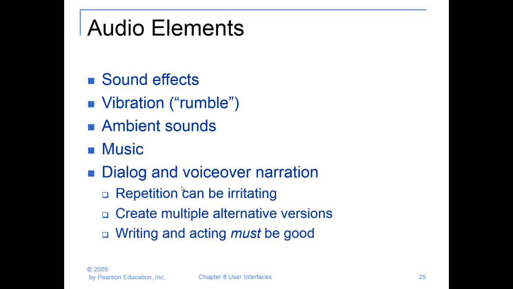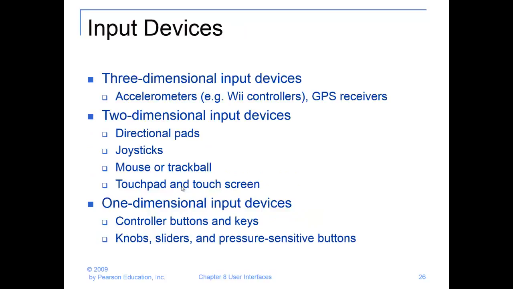All right, and then input devices. We have iPads now that have 3-dimensional input. They have accelerometers, and we have GPSs. I can shake my iPad and it knows to do this, and if I rotate my iPad, it knows to do that. We have 2-dimensional input devices like joysticks and directional pads and trackballs. And yes, sadly, there are some people that prefer a trackball over a mouse. And then we have 1-dimensional inputs like controller buttons and keys. So whatever your target market is, make sure you're designing for that.